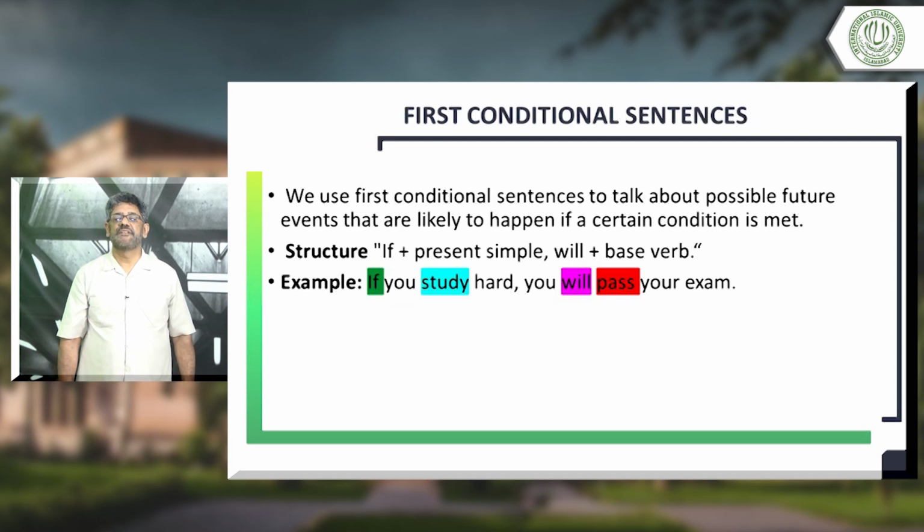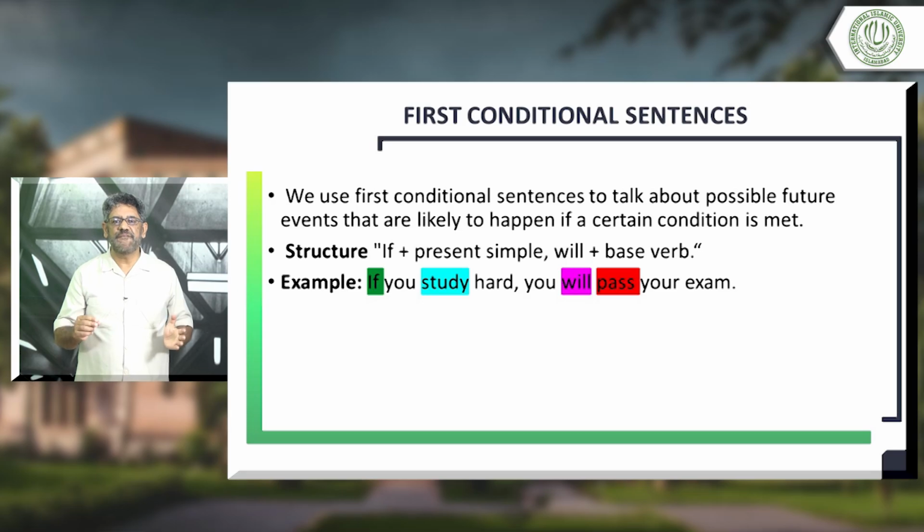First conditional sentences. We talk about possible future events that are likely to happen if a certain condition is met. Likely to happen. Okay, there are chances of happening. Now see the structure: if plus present simple, will plus base form. How do you differentiate this from the zero conditional? Here we have will. Remember this. This is making the difference.